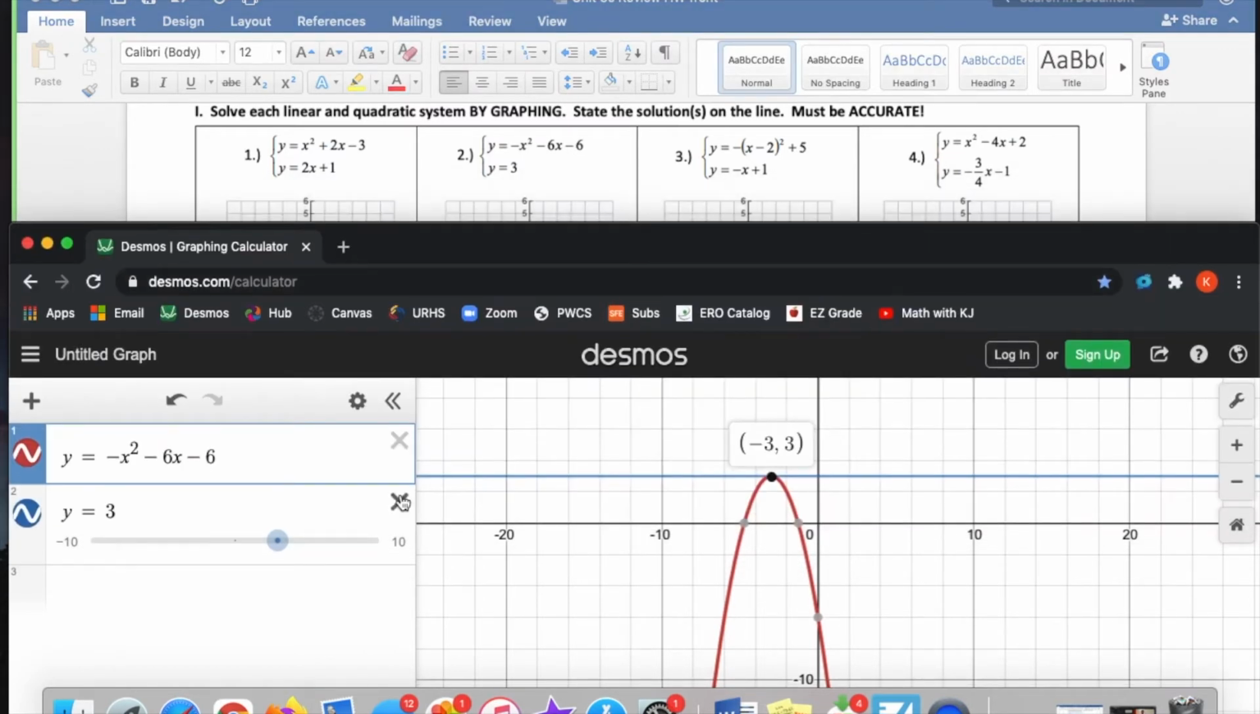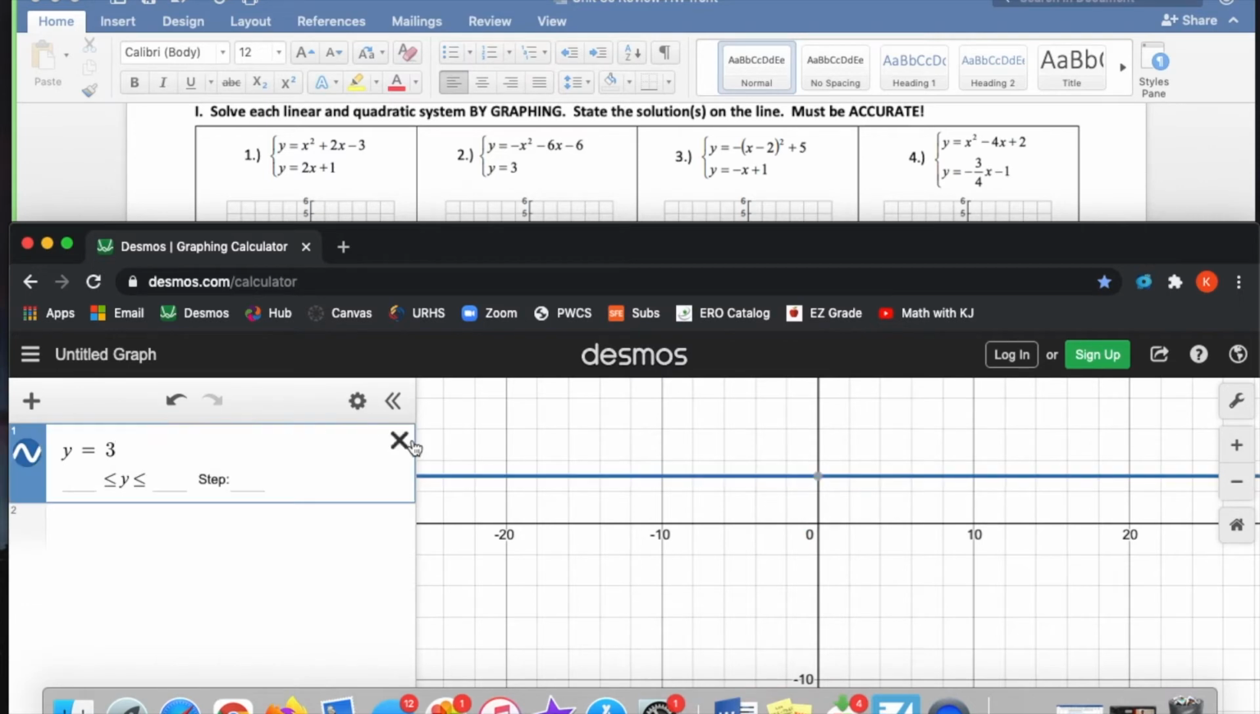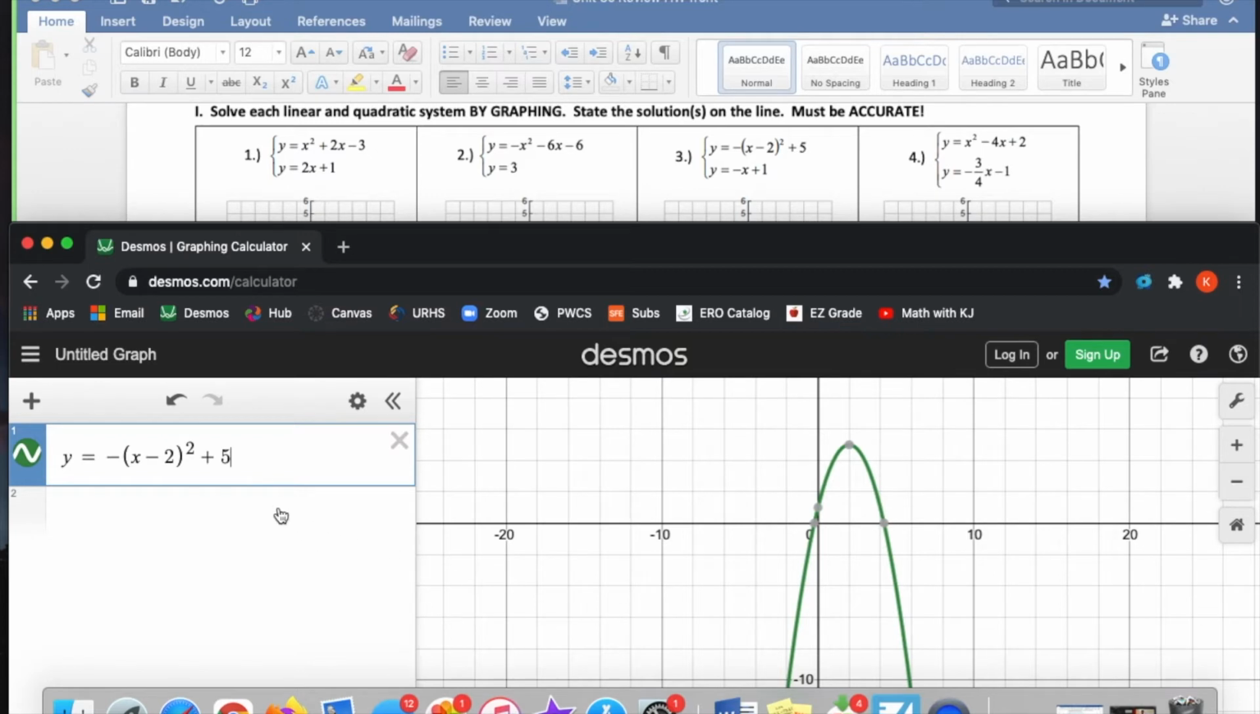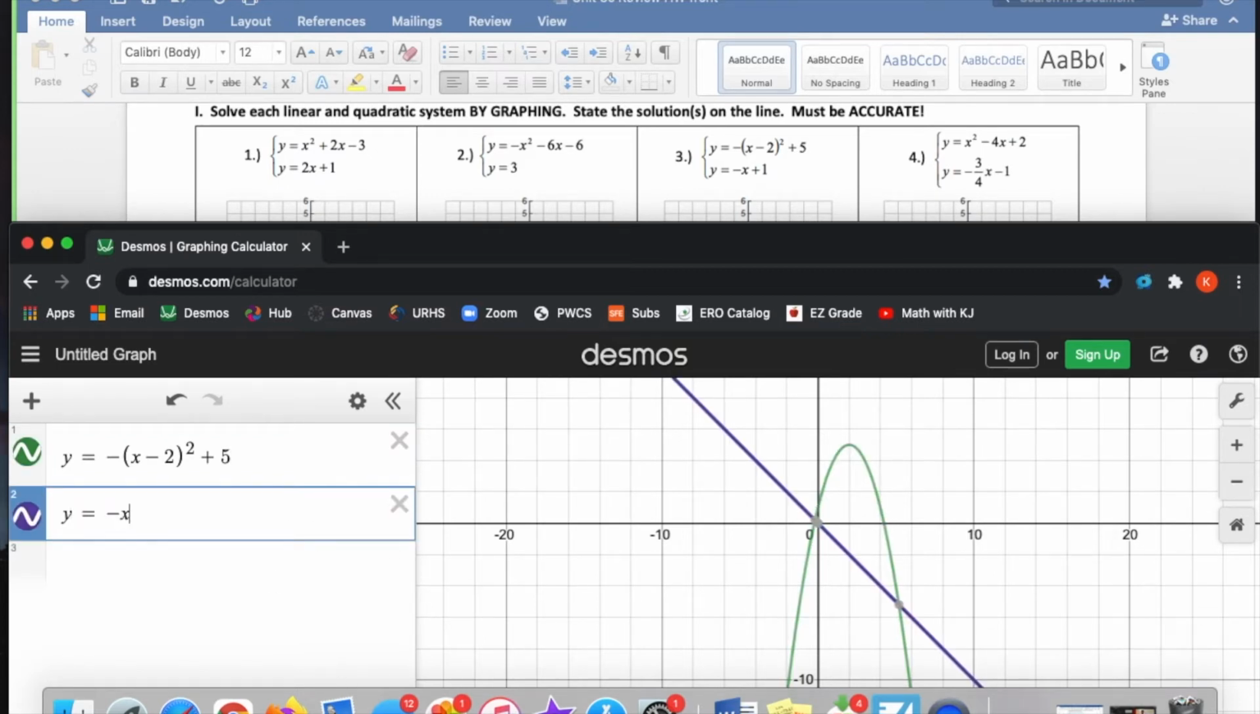Moving on, number 3. If I graph that one, again typing in the equation exactly how it looks on the paper, y equals negative, parenthesis, x minus 2 squared plus 5. Again, I see a parabola there in a nice Kelly green. And then negative x plus 1 is my second one.